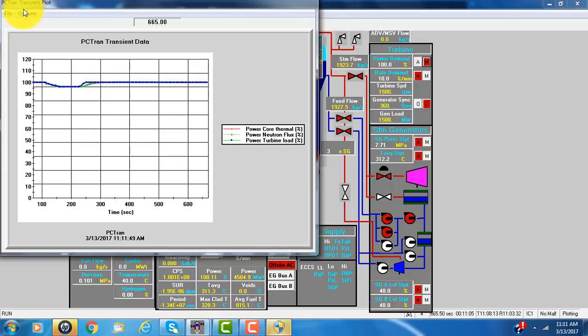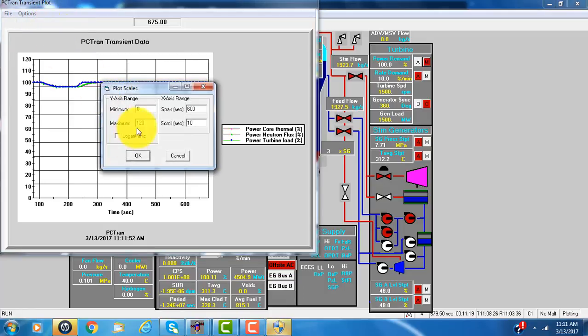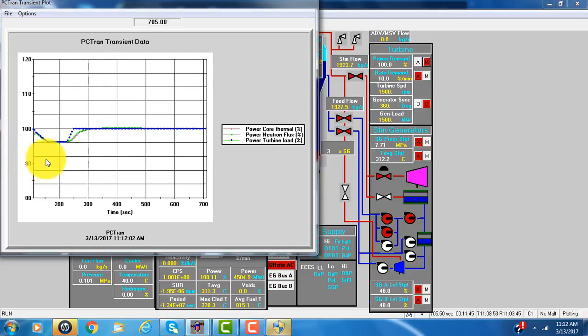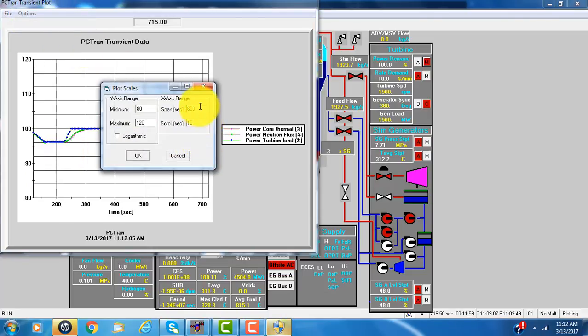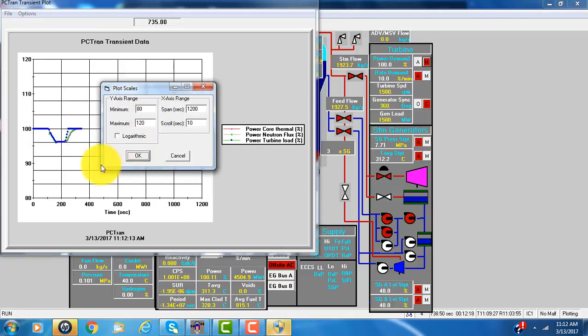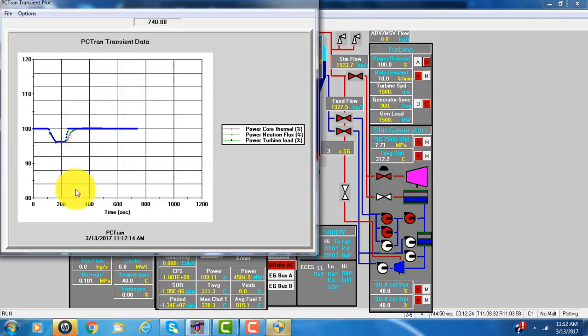See? And we can also make this curve have better resolution. We change the minimum or the maximum, and we can change the scale to a wider scale. So all kinds of variations, very intuitively, you can do that way.